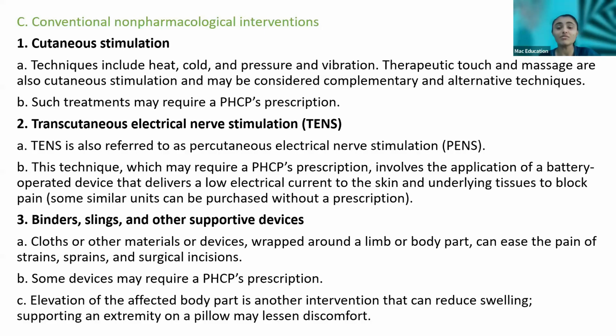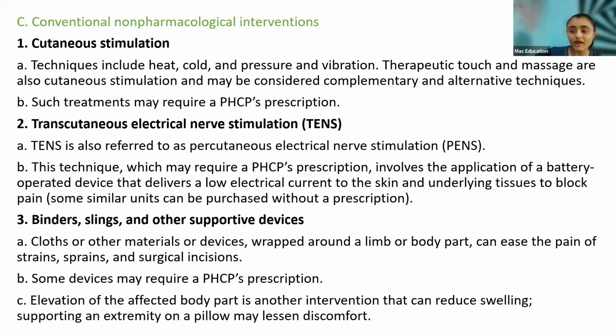Cutaneous stimulation means you stimulate the skin of the patient, through which the pain gets relief. You can apply heat, cold, or pressure, which is called acupressure. Then vibration: there are certain machines like the TENS machine through which we can give vibrations. Therapeutic touch and massage can also be used to relieve the patient's pain. All these methods are considered complementary and alternative techniques, and such treatments require a PHCP's prescription.